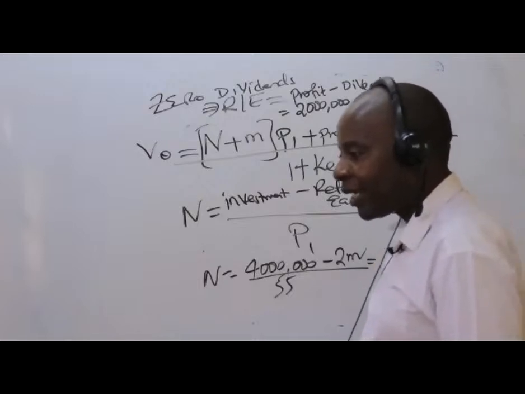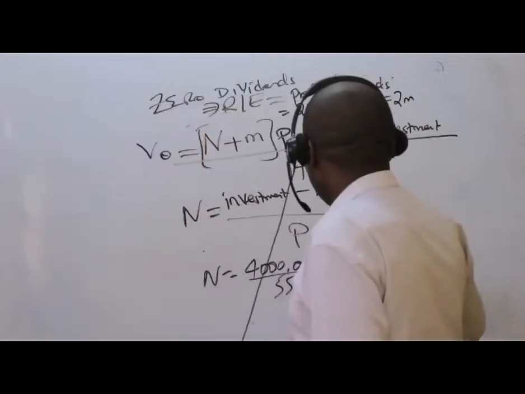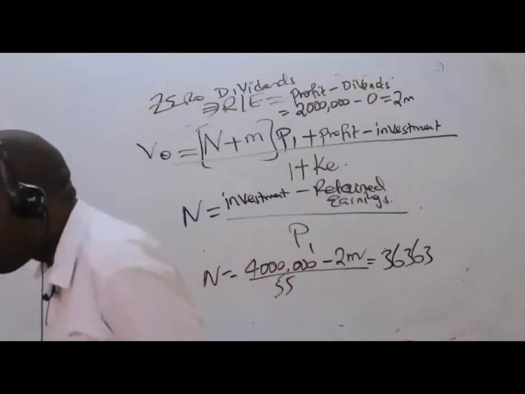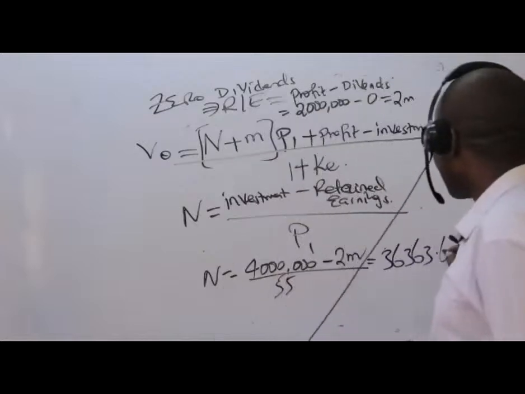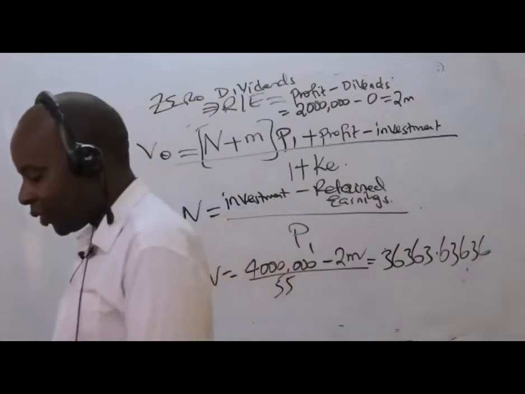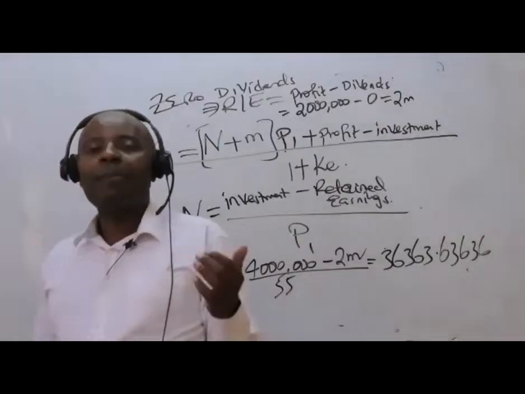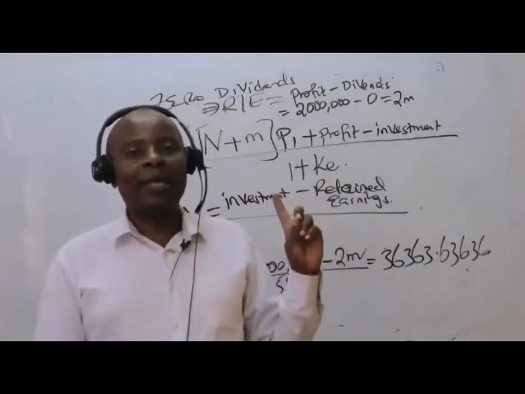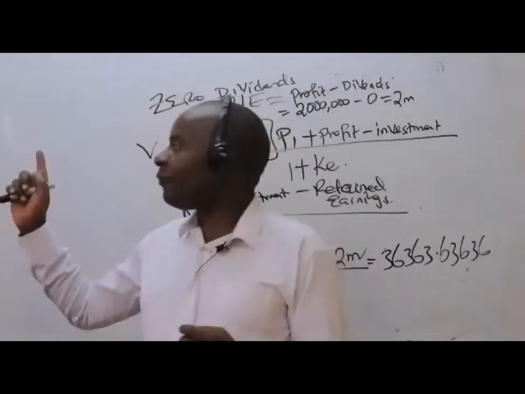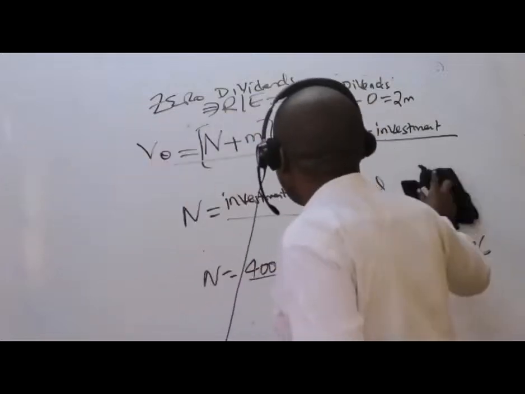So we have here 36,363.63636 like that. Thank you very much. So, ladies and gentlemen, having gotten that, my work will be about plugging in the formula here the figures that I have. Now I have everything.